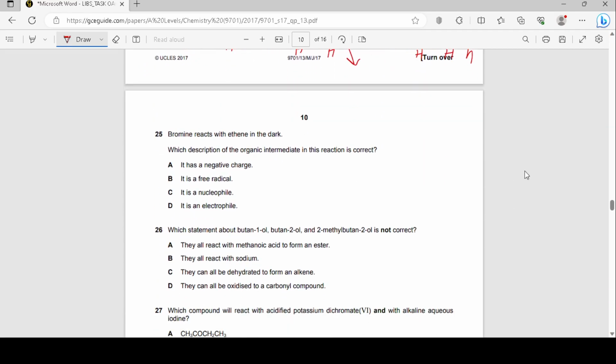Bromine reacts with ethene in the dark. Which description of the organic intermediate in this reaction is correct? So let us draw out the reaction mechanism. We have ethene. Then you have bromine, right? I'll just draw bromine like this for now. Basically, the double bond has a very high electron density, right?